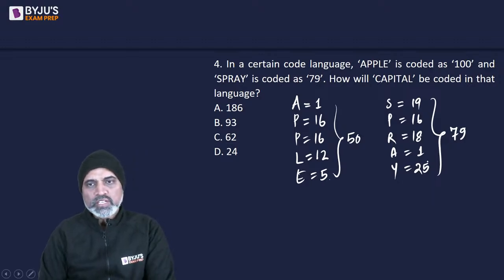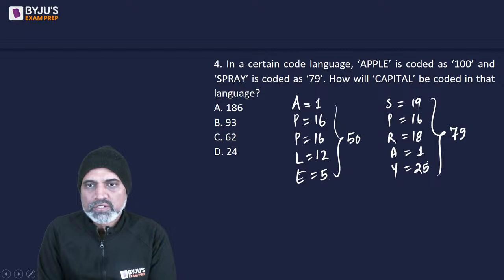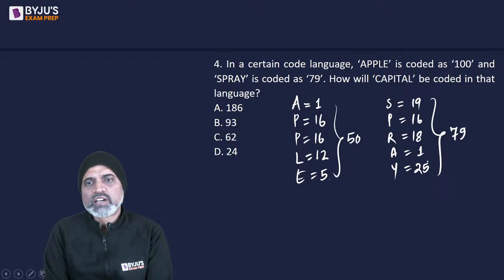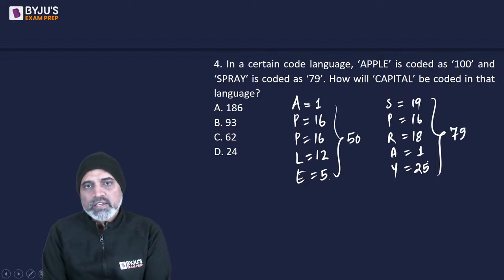So the position is, sorry, it's not 79. This is 50, 60. Achha, it is 79. Okay, so one is the sum of the positions directly, another is double of it.